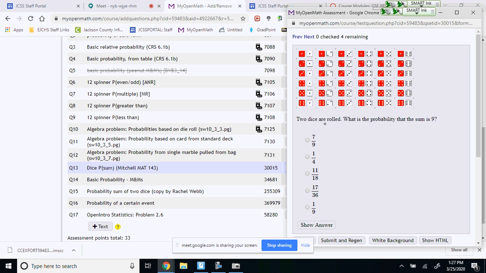Let's see. A sum of 9 would have to be a 6 and a 3, right? So it would be that one. It would have to be a 3 and a 6. And what is it? 5 and 4 and 4 and 5, right? Yeah. Only ones that add up to 9. So how many of them are there?